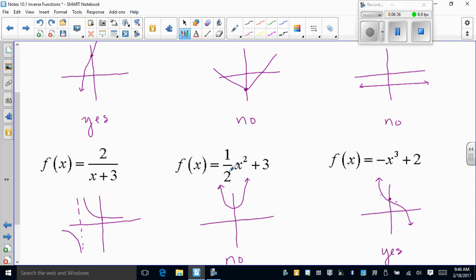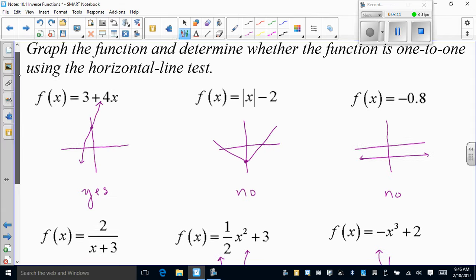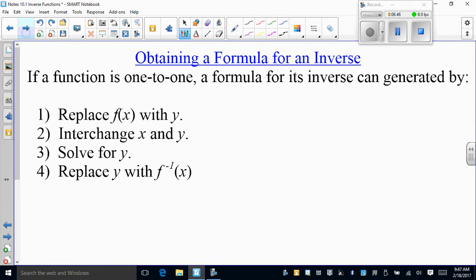Okay, so now with those, we can move into, if we have the equation and a function is 1-to-1, a formula for its inverse can be generated by replacing f of x with y, interchange your x and y, solve for y, and then replace y with f inverse. You can't leave it as y because it's not y. We just solved for y.